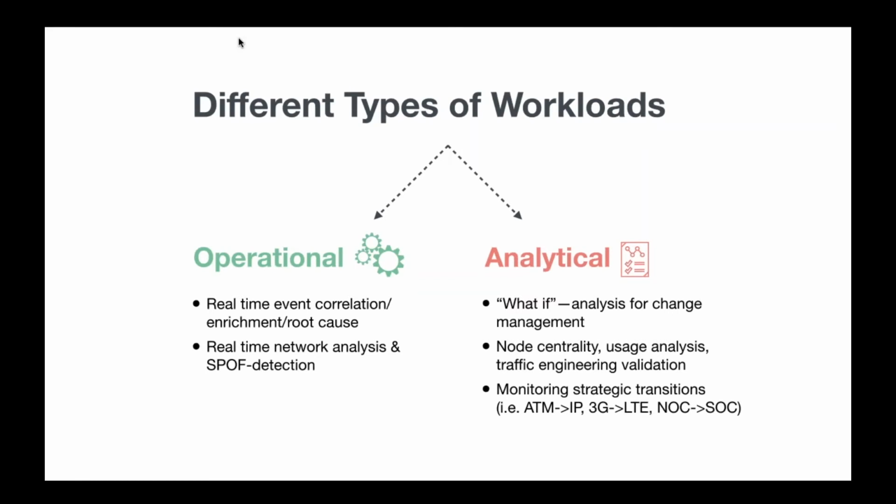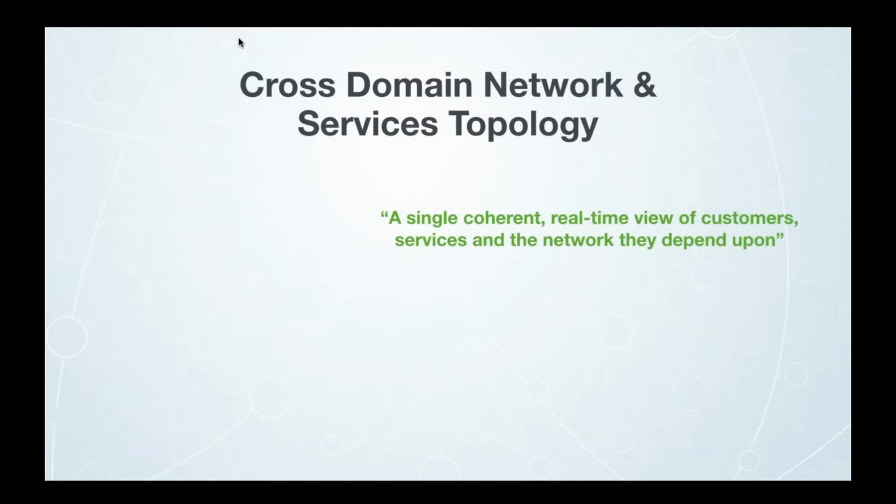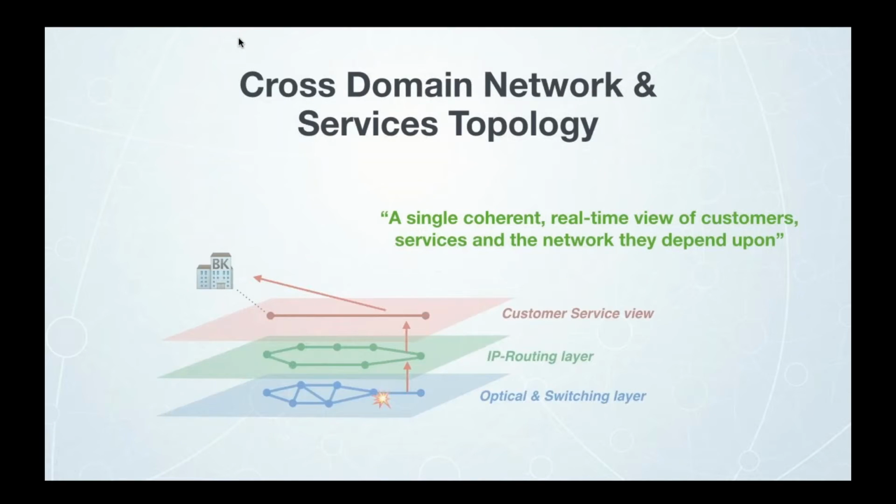So let's look at an example of what a cross-domain network and services topology will look like. First of all, the goal with this is to have, in an ideal world, a single coherent real-time view of customers, services, and the physical networks they depend on. The problem is that often it's not the case. Conceptually, this is how a network normally looks. You will have different domains in different layers, and the ability to map all of this into a unified view is actually very challenging and extremely complicated.